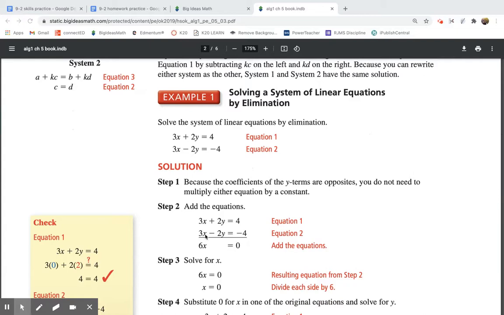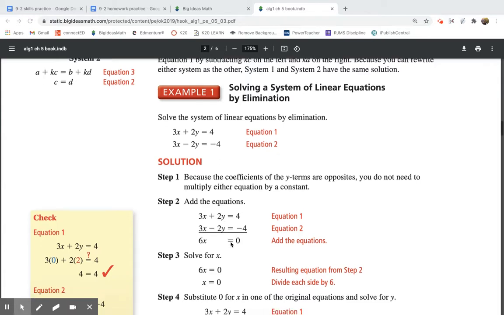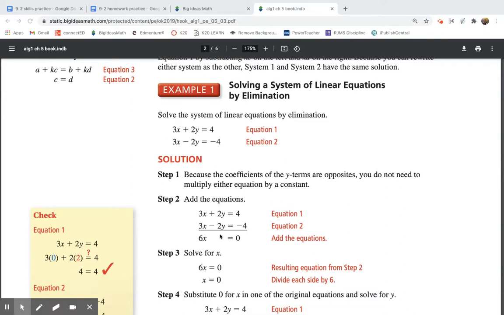So 3x plus 3x is 6x, 2y minus 2y cancels, and then 4 minus 4 is 0. Okay, well, we aren't done. So on this one, we're solving for x because our y's canceled. We could have canceled the x's if that had worked out. It's just whichever one cancels. So now we would divide both sides by 6. Well, 0 divided by anything is just 0. So on that one, x is 0.